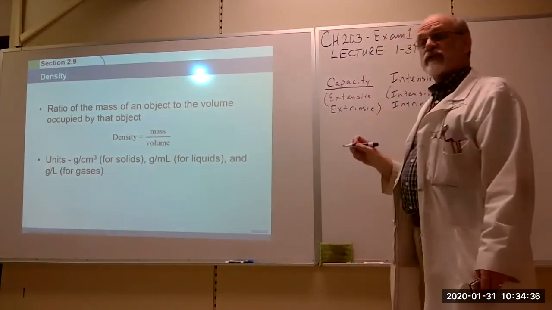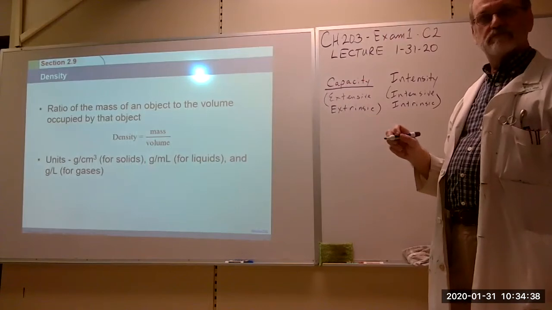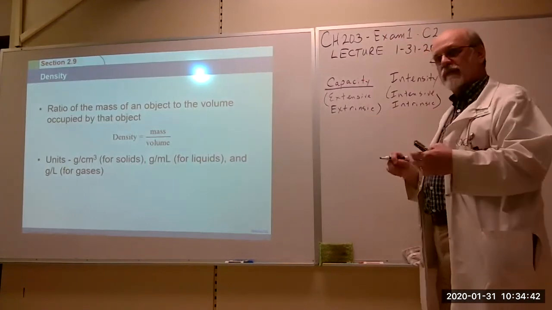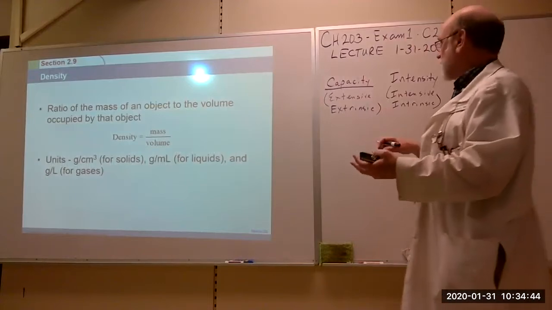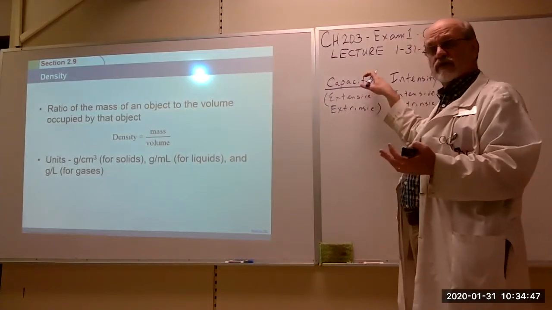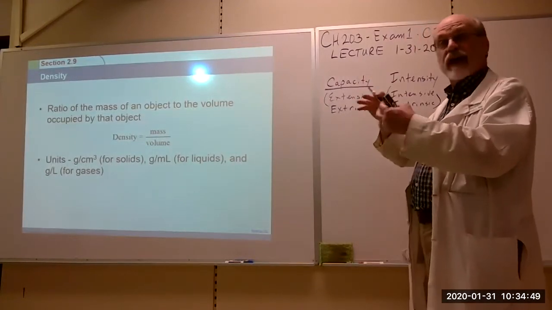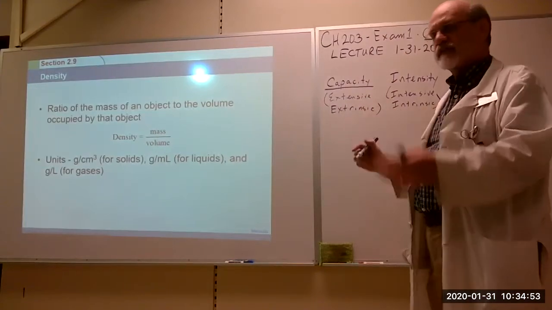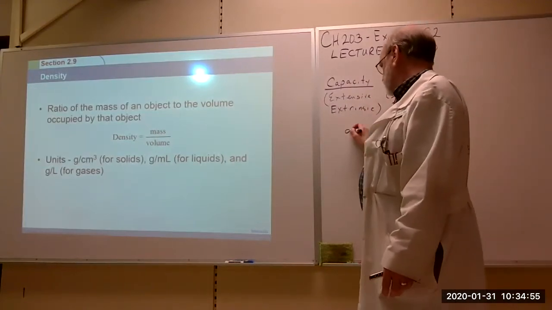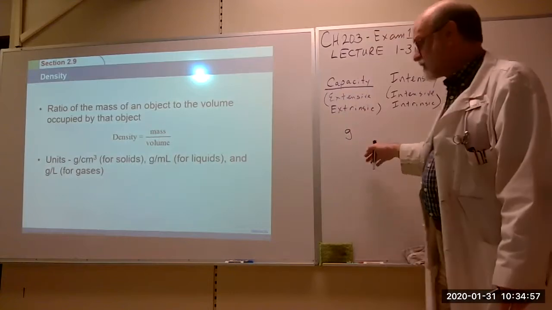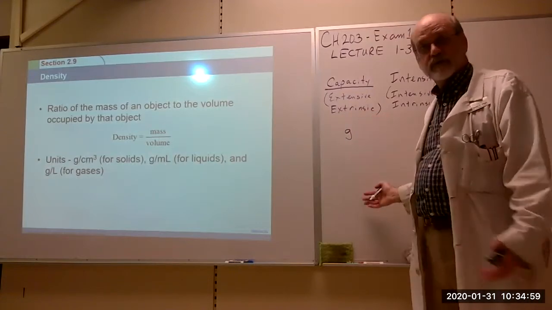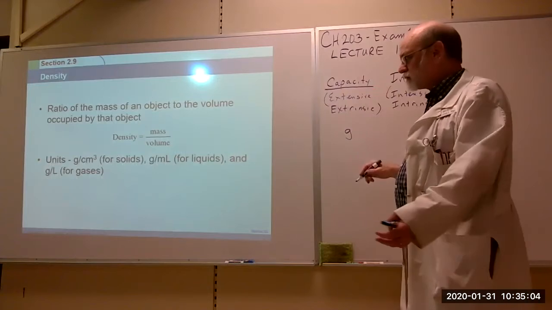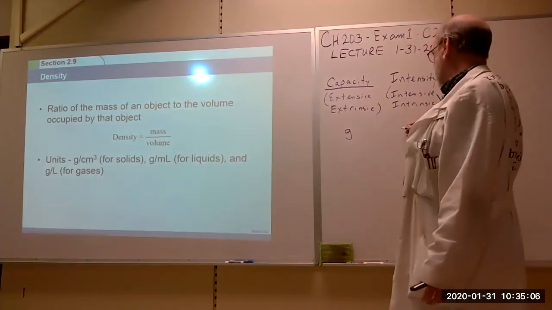So if a factor is a capacity factor, it does matter how much of the substance there is. If you have more of a substance, then the value in the unit of measure will increase as you have more. Mass is an example, right? If we have more of a substance, we're going to have more grams of the substance. That's a capacity factor. Density is an intensity factor.